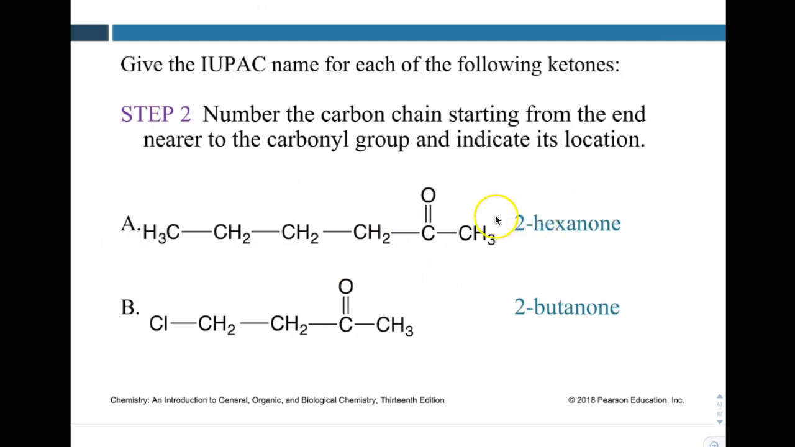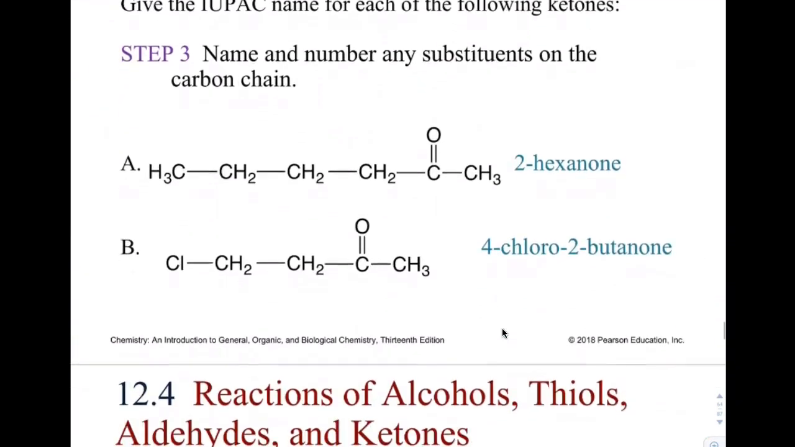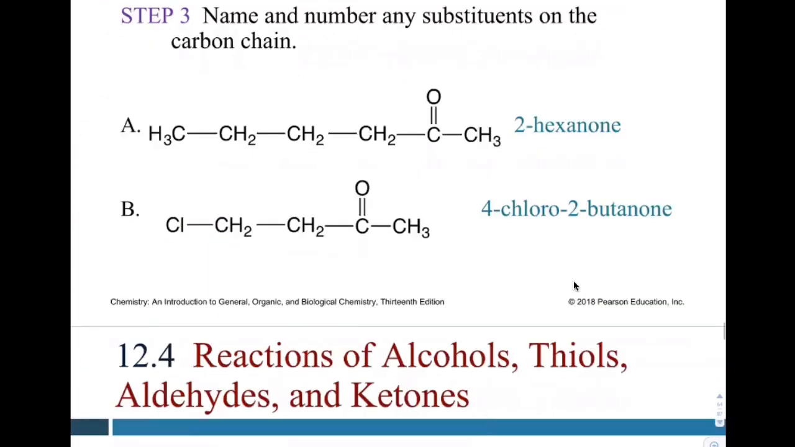So you've got 2-hexanone, not 1, 2, 3, 4, 5, but 1, 2. We can count from either way, remember? And 2-butanone. And then now we have to name any other substituents. So if this is 2, then this is 3, 4, this is 4-chloro-2-butanone.